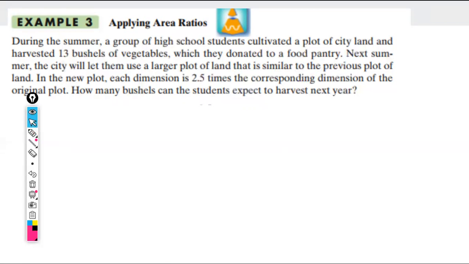Okay. So first thing we're going to need is a ratio. So for one plot of city land, they harvested 13 bushels per one plot. In the new plot, it's 2.5 times bigger. And I believe all we're doing is just doing some multiplying here. I'm double checking because I don't remember.